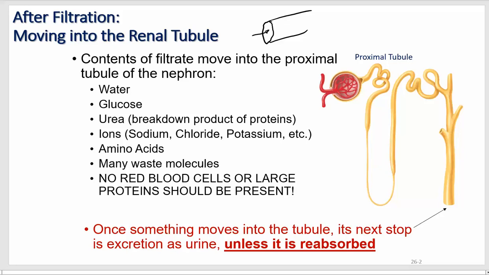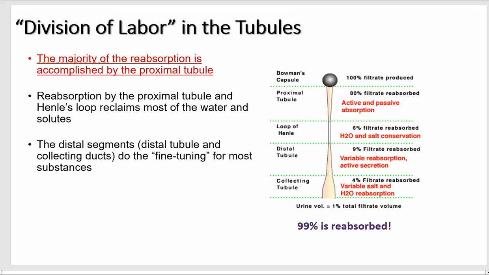Now the problem, or the advantage, is that once something moves into the tubule, its next stop is excretion as urine, unless it's reabsorbed. I mentioned this before, but I think of the way the kidney filters things as if you're cleaning your room and you take everything out of your room and then bring back in the stuff that you want to keep. That's what happens in the tubule: everything is in there, all the good stuff, all the junk. And then we say, okay, we need chlorides, we'll bring that back. Potassium, we'll bring that back. Sodium, bring that back. But anything that's waste or that the body doesn't even recognize just leaves as urine.